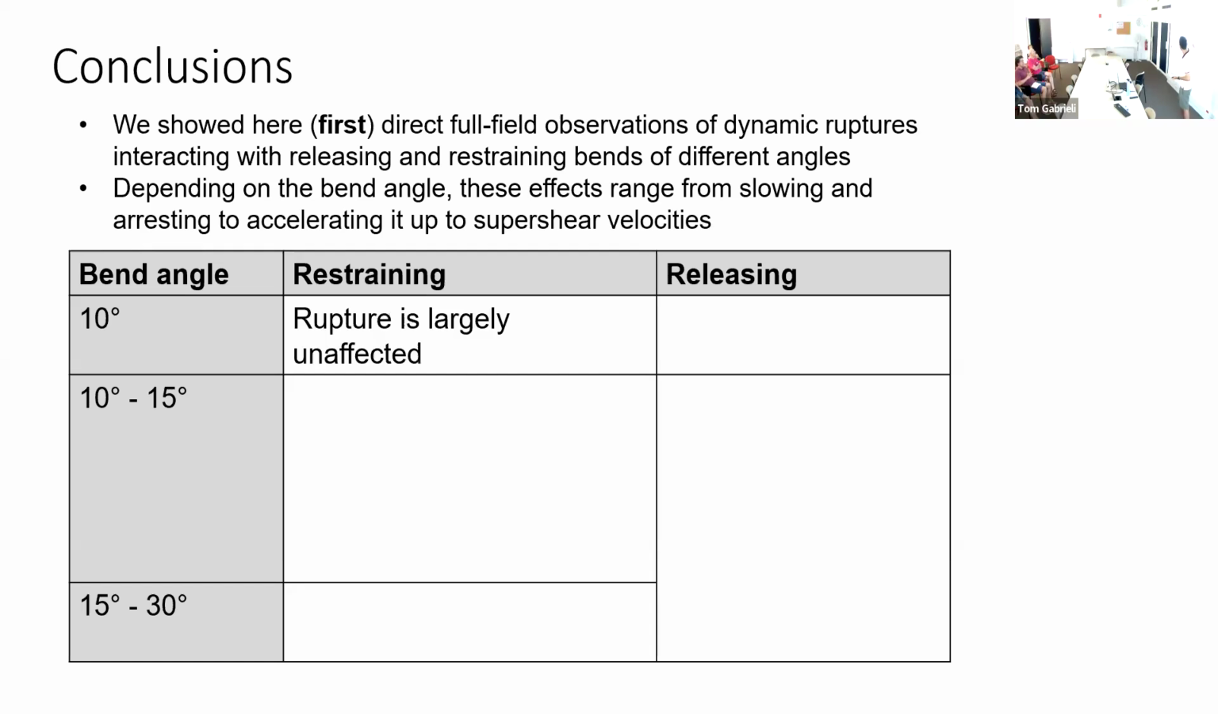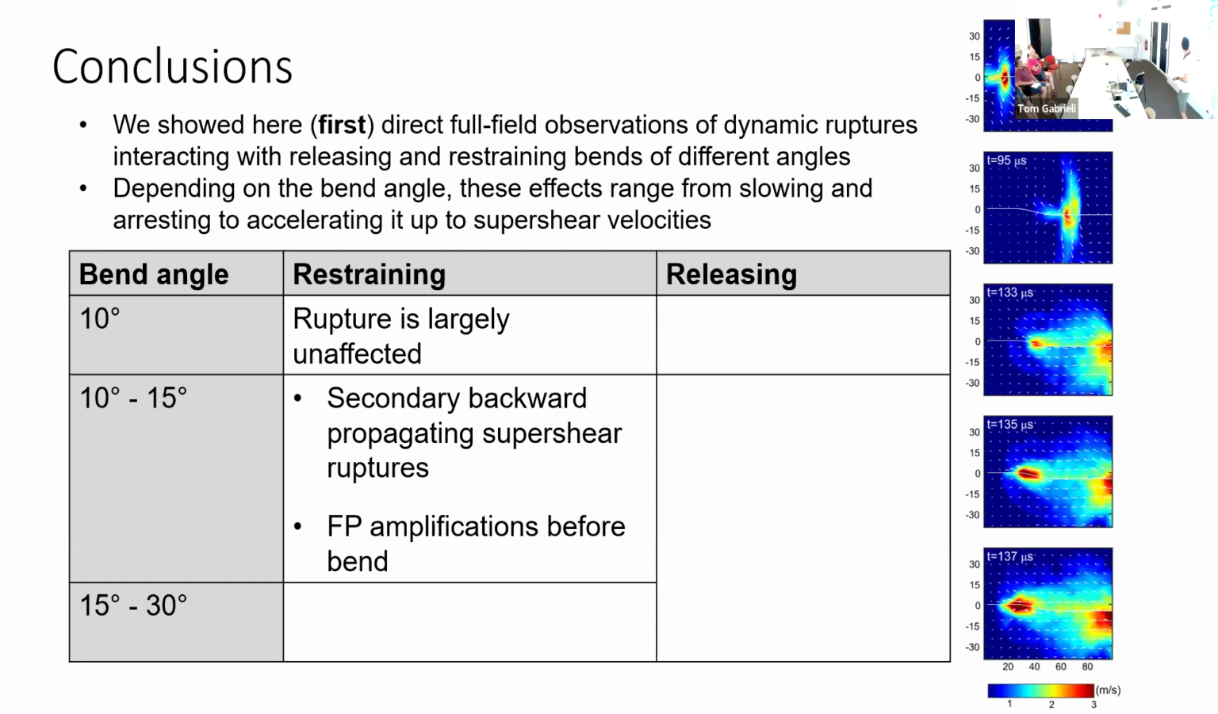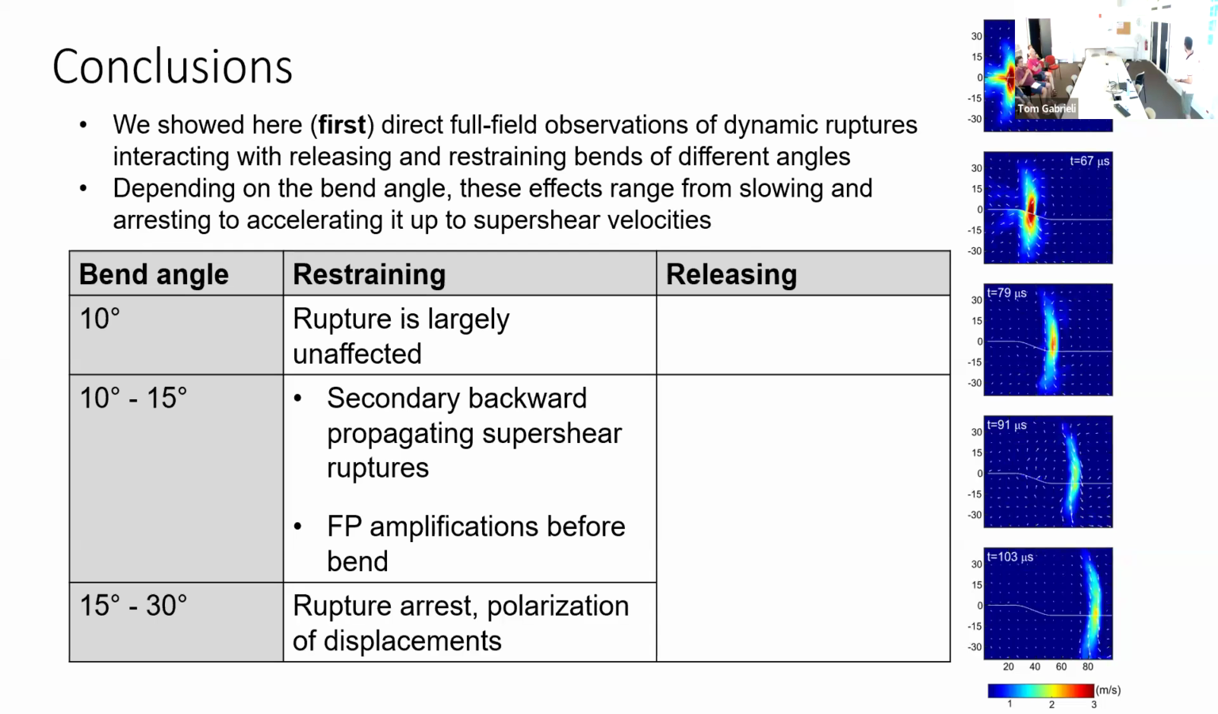So for 10 degrees restraining band, the rupture is largely unaffected, but between 10 and 15 degrees, we see these backward propagating supershear ruptures that are triggered after the rupture passed the band, and they cause fault parallel amplification before the band. And for 15 to higher angles, the rupture arrests, see here, but the fault normal component passes. So we see this polarization.